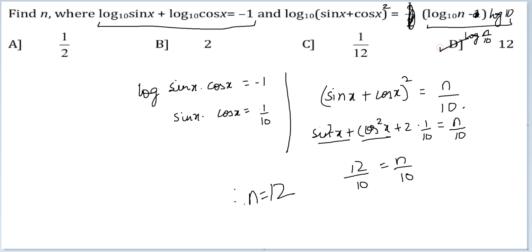Answer to the question is option D. Understand that for this question, don't leave it because there is sin x and cos x mentioned. We have not used a single trigonometric identity except sin square x plus cos square x equal to 1, which I am sure everybody remembers.